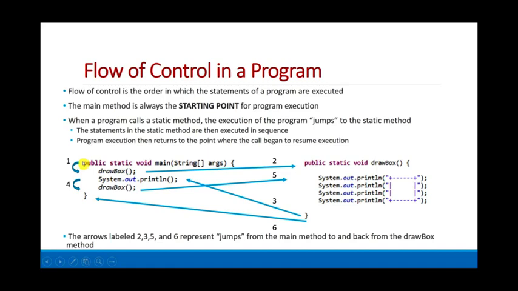The computer is taking this one step at a time, right? It's going to start here. It's going to execute this statement, draw box. Draw box draws the computer's attention over to here, where it's going to follow these lines. Then it's going to come back, do the next statement here, system out print line. Then it's going to do draw box, which sends it over here, does the draw box, comes back over here, and then you're done. So that's flow of control.